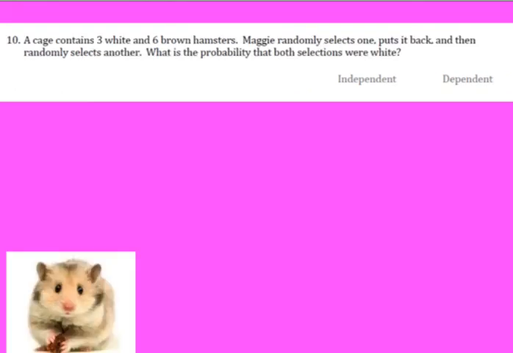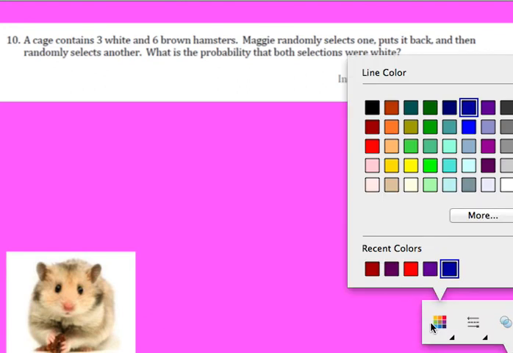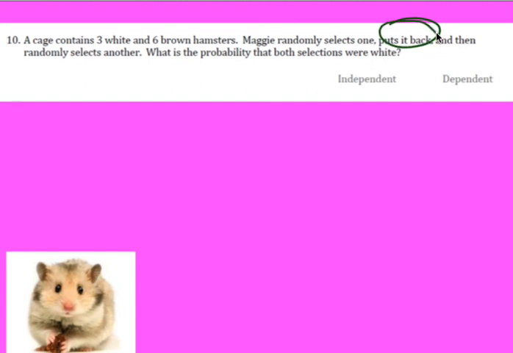A cage contains 3 white and 6 brown hamsters. Maggie randomly selects one and puts it back. So that puts it back is huge. That automatically tells me it's going to be an independent event. What is the probability that both the selections were white? So we have 6 brown, and 3 white hamsters. So that means there's 9 total hamsters.